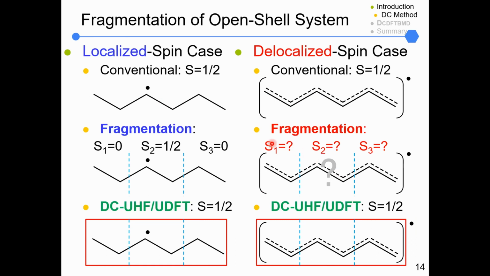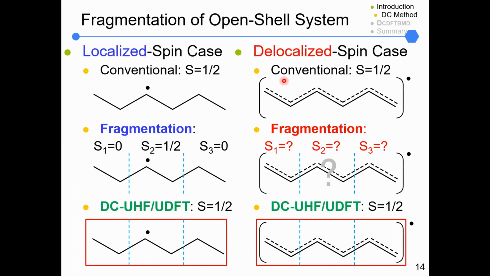So another feature of DC is a treatment of the delocalized electron systems. As I explained, the introduction of the common Fermi level makes it possible to do that. A typical example is seen in the open shell system. The standard fragmentation method needs to specify the spin density of each subsystem like this.